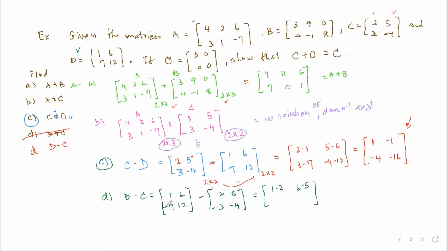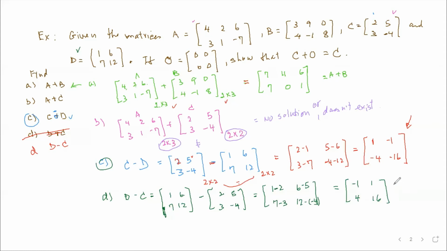And then this one becomes 7 minus 3. And this one becomes 12 minus, careful here, 12 minus 4, so minus 4 here. So the first element becomes minus 1. 6 take away 5, you have 1. And 7 minus 3, we have 4. And this one, minus becomes plus, so add it up, it becomes 16.